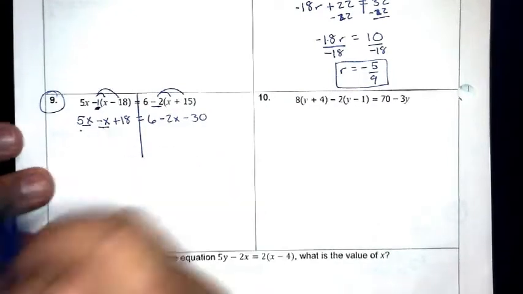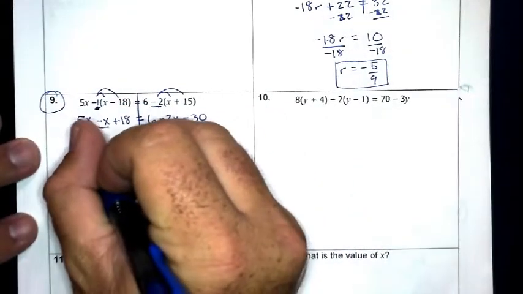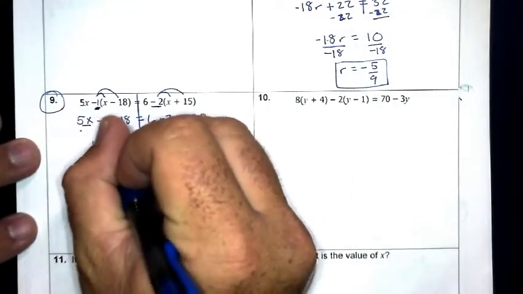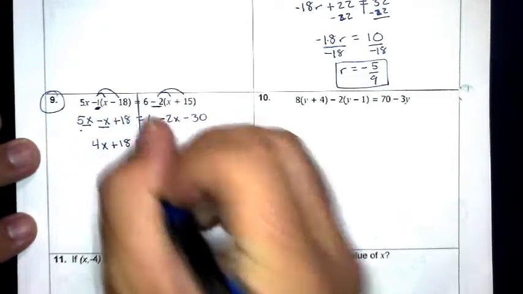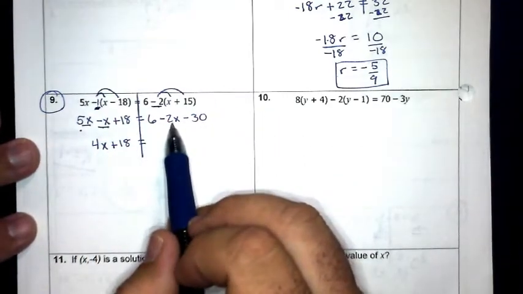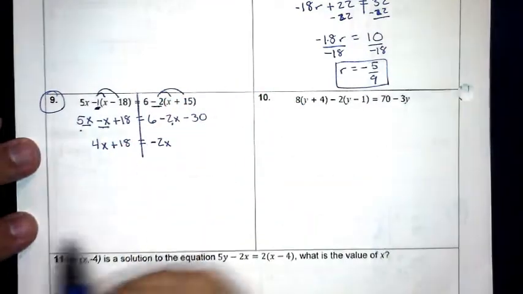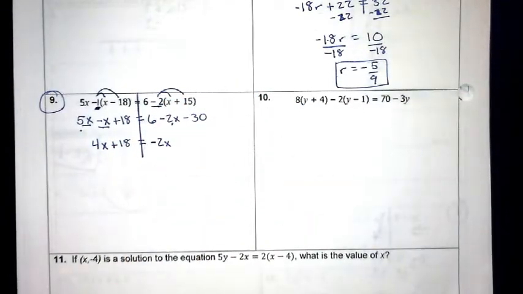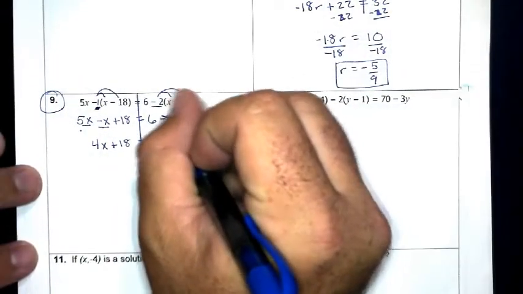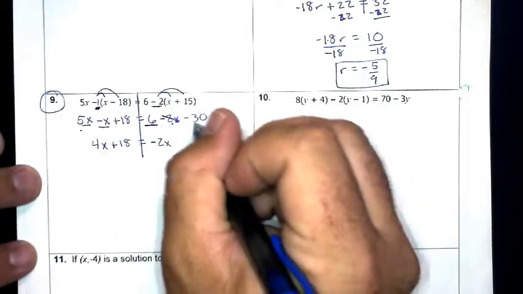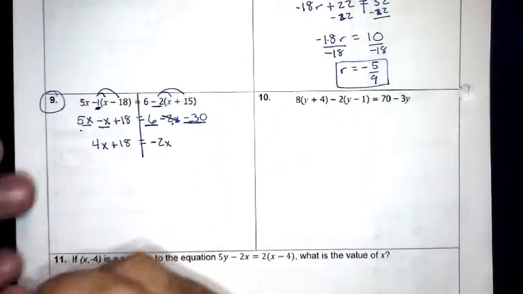Here, I only have the -2x, so I can just rewrite that. Yes, I like to have the variables first, just because it helps my brain. So get rid of that, scratch it out so I don't use it again. I have 6 minus 30. Ooh, what's 6 minus 30? Huh? 24? -24.